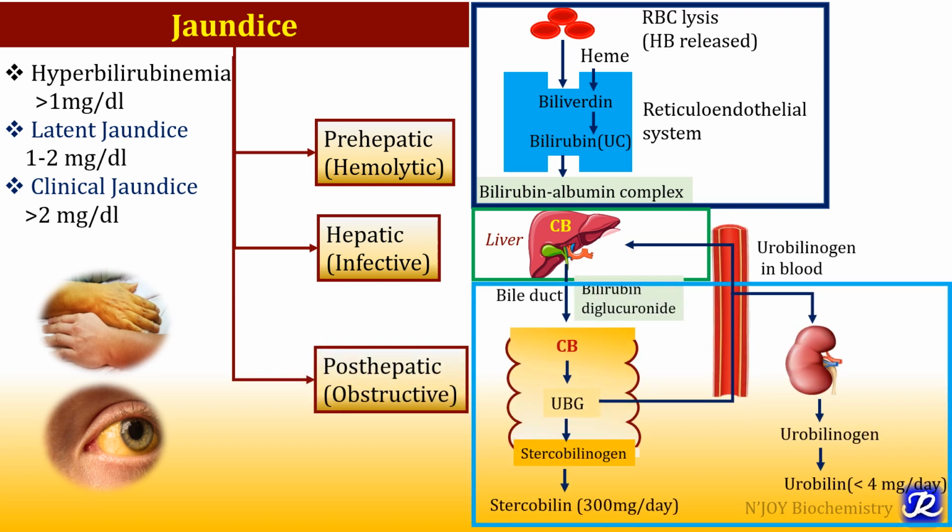So what happens after bilirubin is excreted from the liver through the bile duct, then it reaches the intestine, then enterohepatic circulation, then comes through the kidney in the urine. It is also excreted in the feces. So if there is any abnormality during the excretion of bilirubin from the liver into the intestine due to any obstruction, it is called post-hepatic or obstructive jaundice. So there are 3 types of jaundice. Prehepatic, which is the same as hemolytic, hepatic or infective, and third is post-hepatic or obstructive.